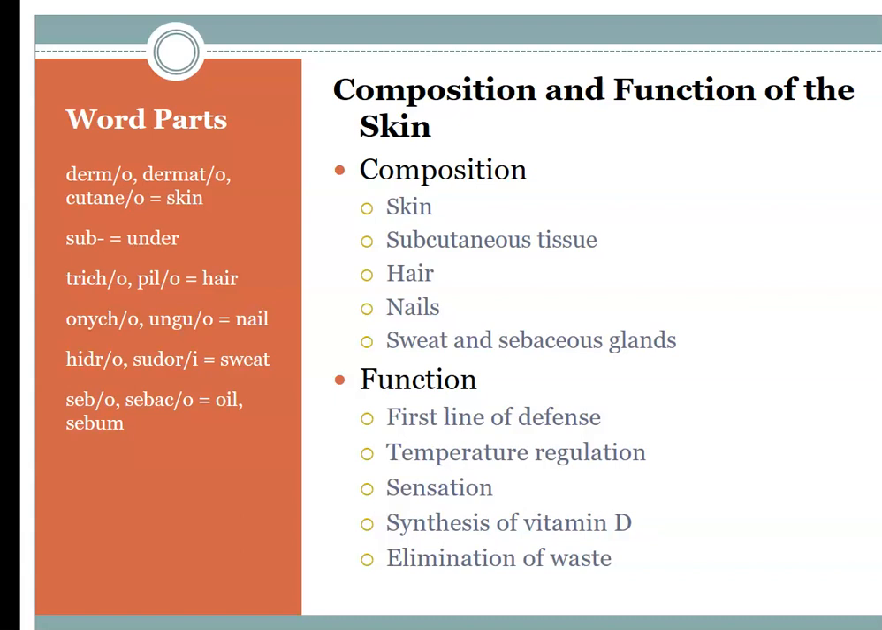Then you've got the word part sub, which is under. Tricho or pilo is hair. Onycho or ungu is nail. Hydro, sudor, or sudori is sweat. Sebo or sebaceo is oil or sebum.